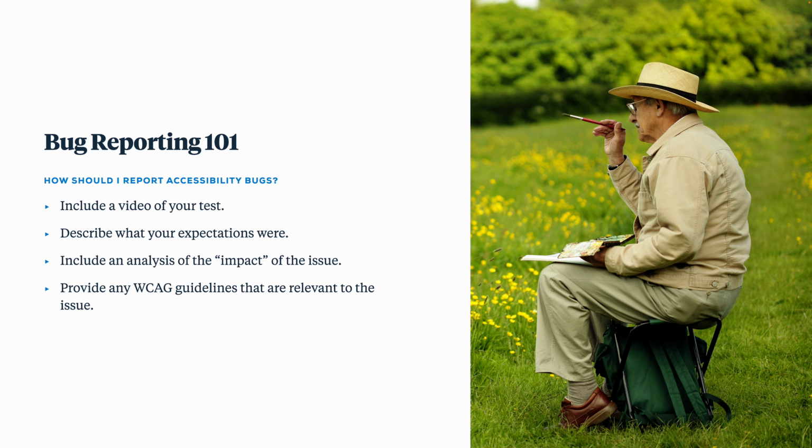Along with great accessibility testing comes great bug reporting. So what should you include in your bug reports? Well, include a video of your test or a screenshot. Describe what the expectations were, like if you expected the font to wrap, not truncate, in a certain spot, you should express that. Express the impact of it. So if it is an important thing that's being truncated, maybe you should express that it should be wrapped, because otherwise you won't know what it is. As well as provide any WCAG guidelines that are relevant to the issue or describe the impact.